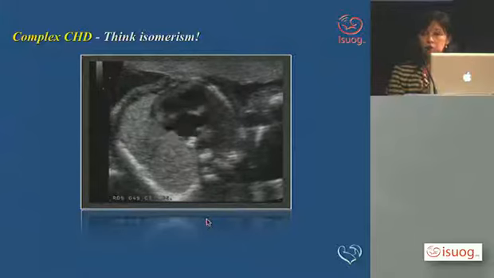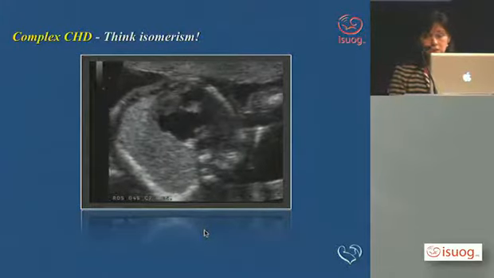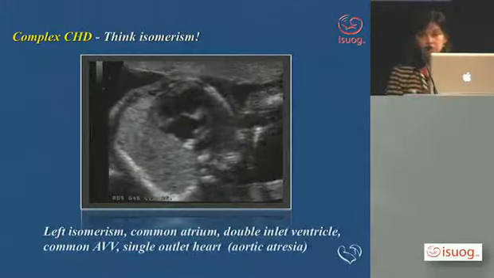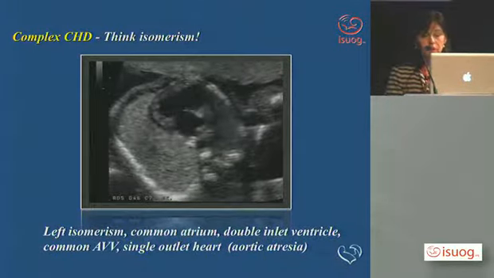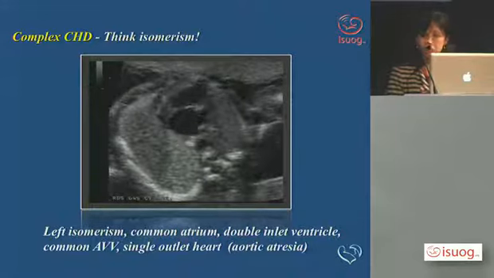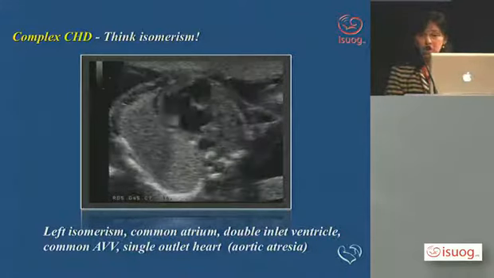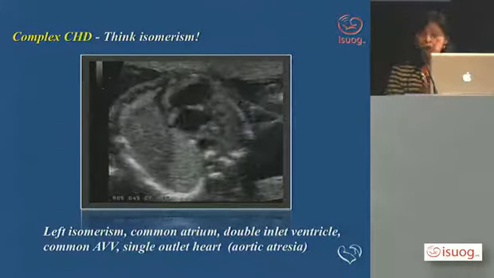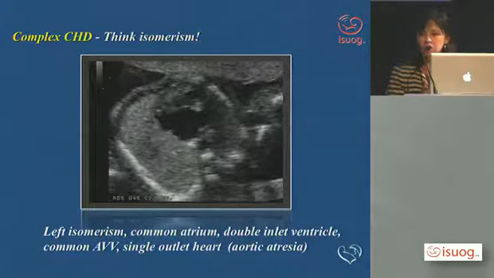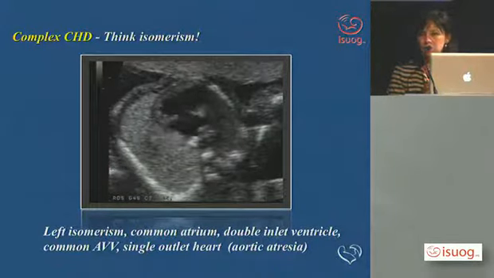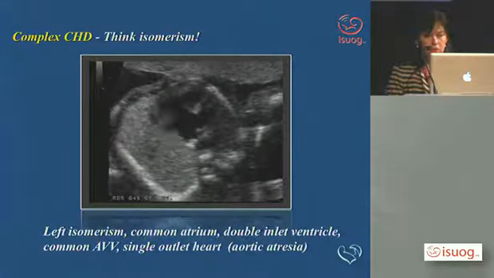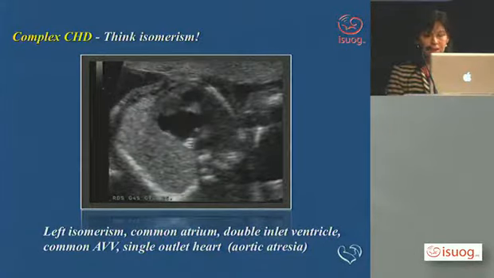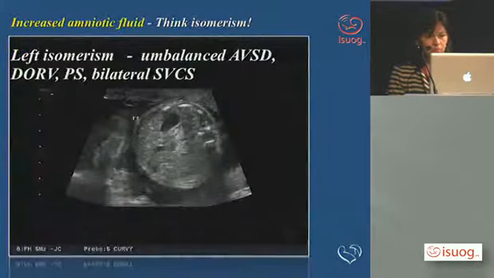But in terms of prognosis, in terms of recurrence, it's important to make a full diagnosis. So this was a left isomerism with a common atria, as you can see, double inlet ventricle, both atria going to one ventricle, had a common AV valve, and it also had, not shown here, a single outlet heart with aortic atresia. So left side obstructive lesions happen not infrequently in left isomerism. Poor prognosis, again, in this case of left isomerism.